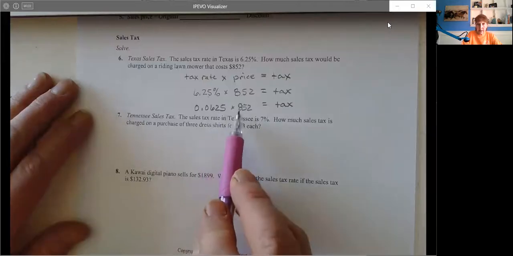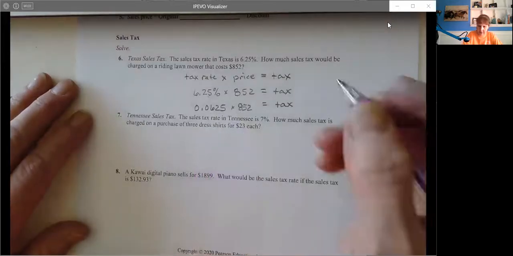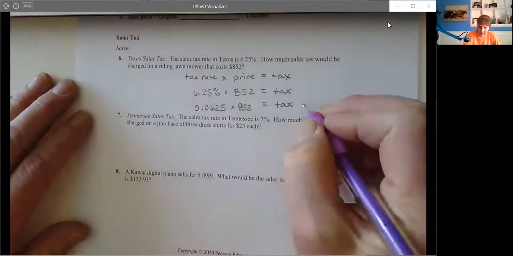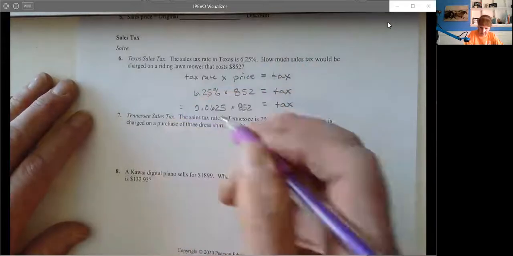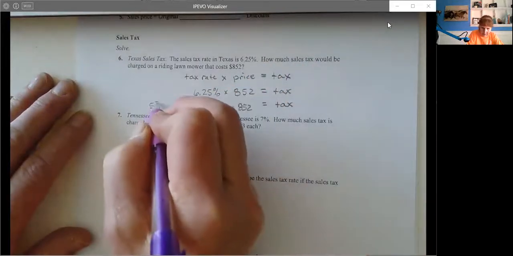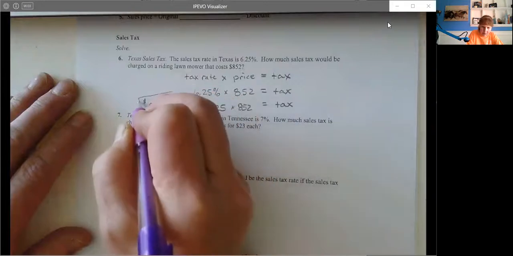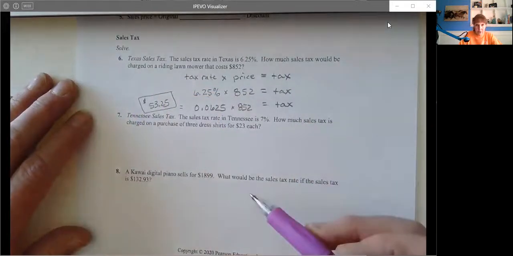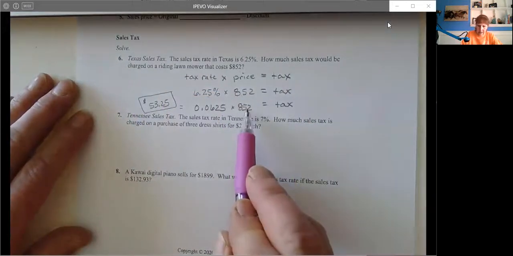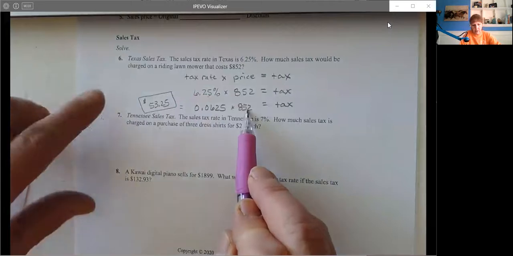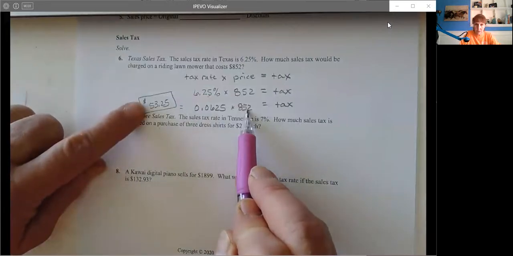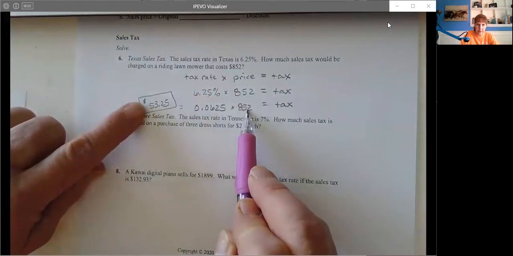So then when we multiply these together, I had to run and get my calculator. So we come up with a tax of, I guess I'll just put it over here, $53.25. Now, if they ask for the total purchase price, you would take the cost of the lawnmower and add the tax to get the total purchase price, including tax.